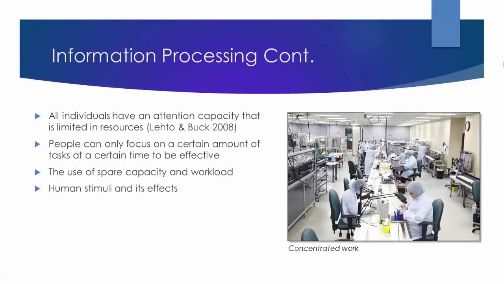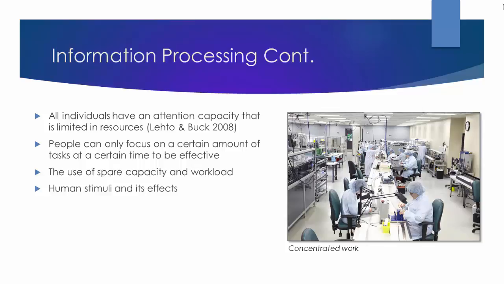All individuals have a certain attention capacity that is limited in resources, and people can only focus on a certain amount of tasks at a certain time to be effective. As you can see on the right hand side here in this picture, these individuals are working on objects with very high concentration. They have a light above them, they're possibly wearing thin gloves to be able to handle maybe small screws or anything with high precision. And they are also very focused on what they're doing because they do not have lots of distractions around them. And they are also possibly using spare capacity and workload.